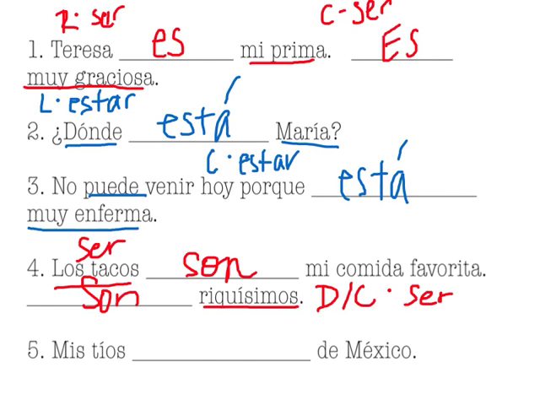So son riquísimos. And then lastly, mis tíos blank de Mexico. My aunt and uncle are from Mexico. This is origin, where they're from. That's the O in DOCTOR, so we'll use ser. We'll conjugate for mis tíos. So mis tíos son de Mexico.